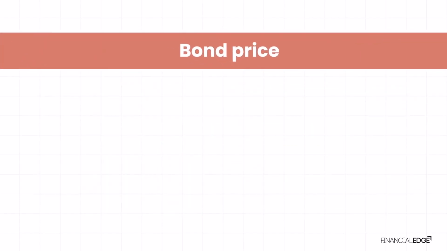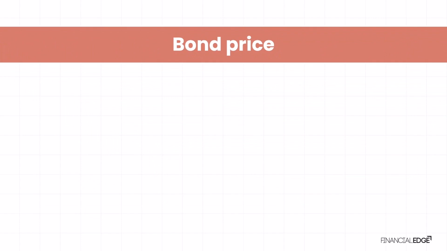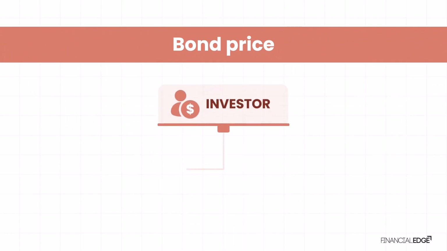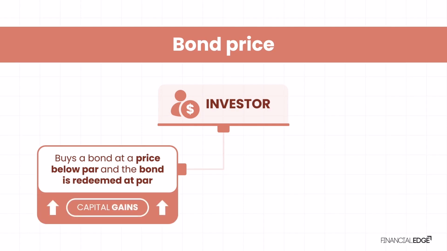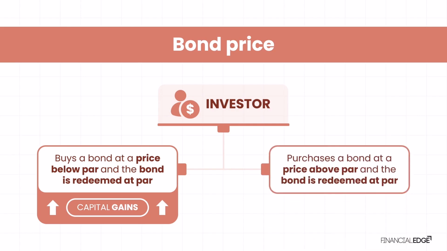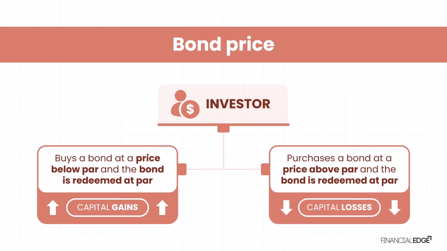The bond price, on the other hand, plays a crucial role, because if an investor buys a bond below par, at a discount, and the bond is redeemed at par, which is the standard practice in bond markets, the investor receives a return in the form of a capital gain. Conversely, if an investor purchases the bond at a price above par, at a premium, and it is redeemed at par, this results in capital losses, which reduces the overall return of the bond position, or, in other words, reduces its yield.